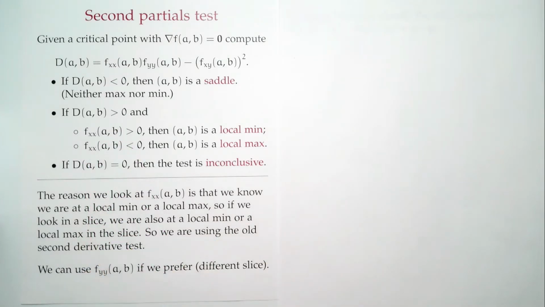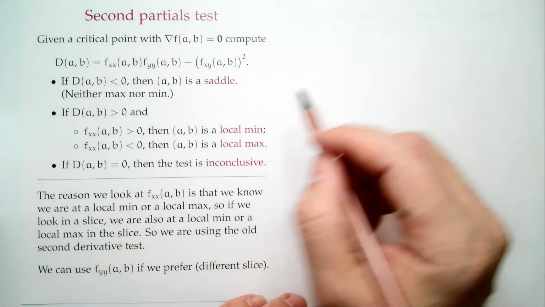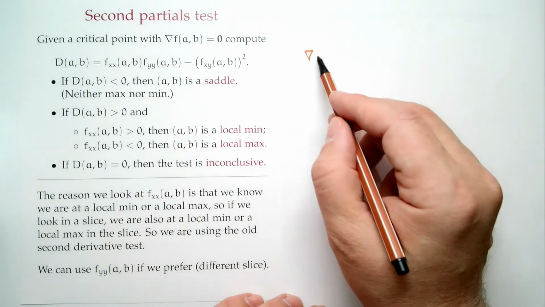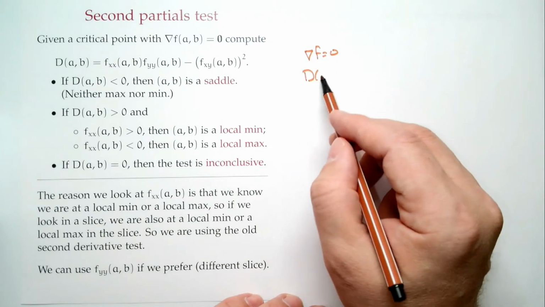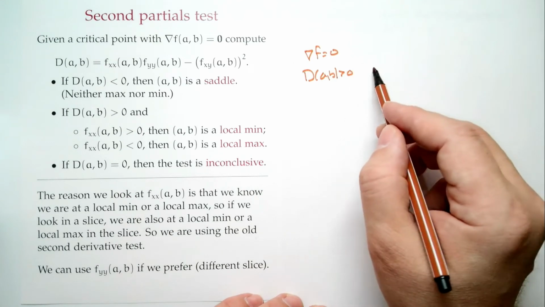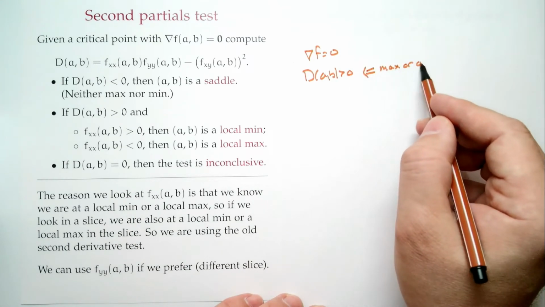If this quantity is positive, well, that says that lambda 1 times lambda 2 was a positive number. So they could both be positive, or they could both be negative. So at this point, we know we are at a max or at a min, but we don't have enough information to conclusively say which kind we're at. So how do we figure that out? Well, for that, we go a little bit further. So here's the idea. Suppose I know that I'm at a place where the gradient equals 0, and I also know that D of (a,b) is positive, which means I'm at a max or a min.